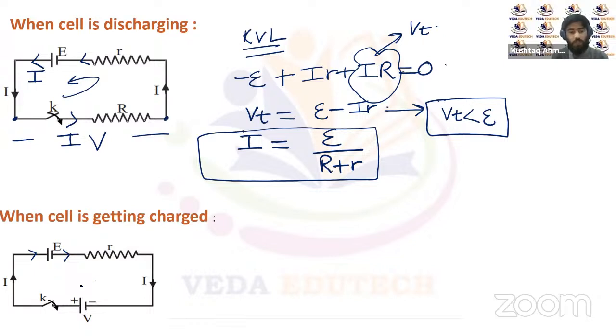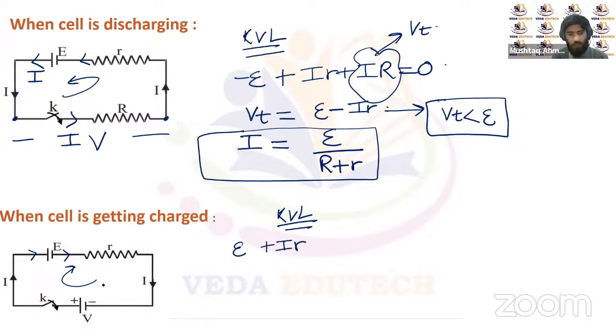Now let's apply the KVL in this case also, right? If it is getting charged, V is now the terminal voltage. Applying the KVL here, we are facing the positive terminal of the battery, so that's plus E, right? And we are once again moving along the same direction as the current I through the internal resistance of the battery. We'll write it as plus Ir, right?